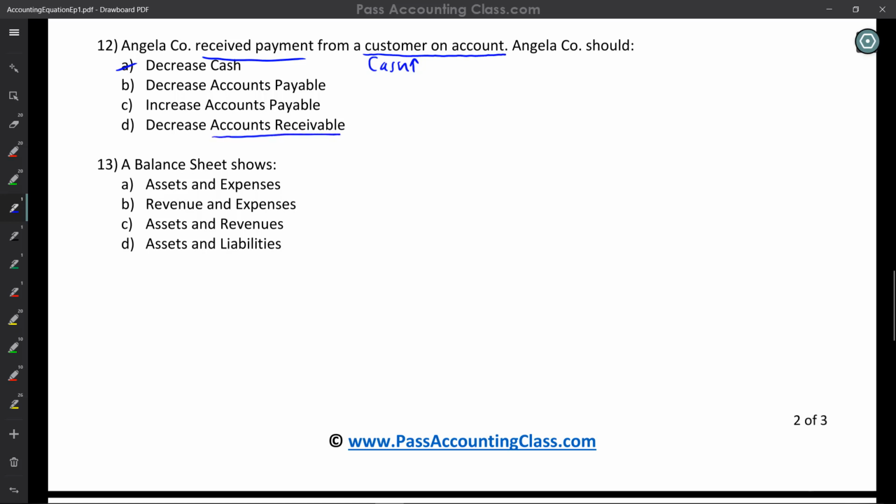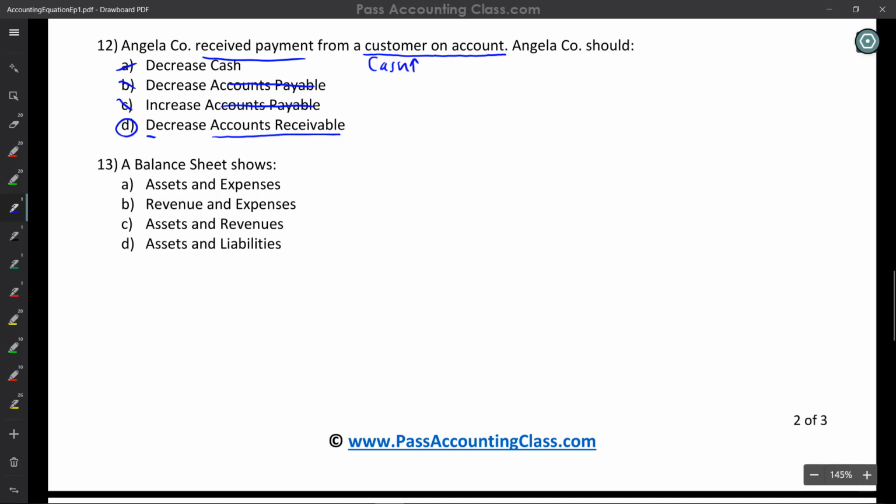Accounts receivable represents the amount of money that customers owe us. So if they no longer owe us, we need to decrease that balance. So D is going to be our answer. Accounts payable is incorrect because accounts payable is the amount that we owe to our creditors. Here we're talking about our customers and the amount they owe us, not creditors and the amount we owe them.